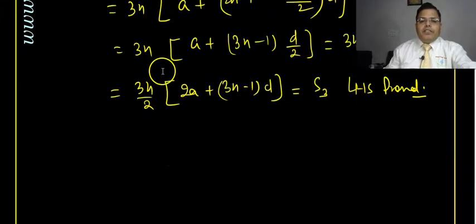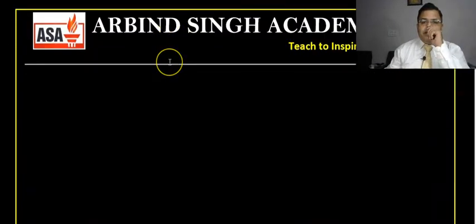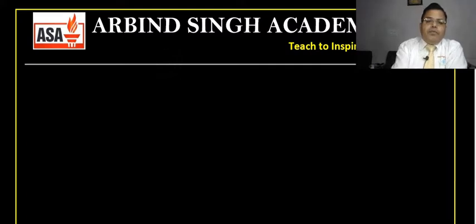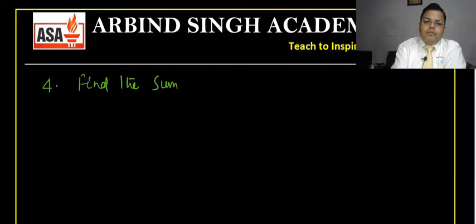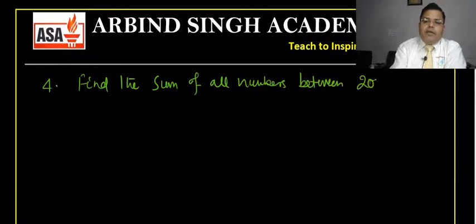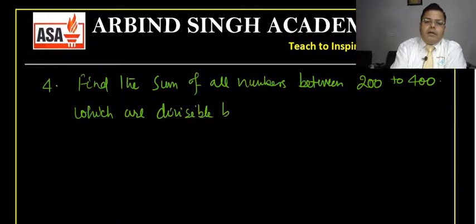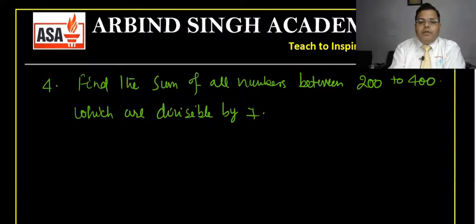Okay, now the next question is from the next page, question number 4. Question number 4 is: find the sum of all numbers between 200 and 400 which are divisible by 7.